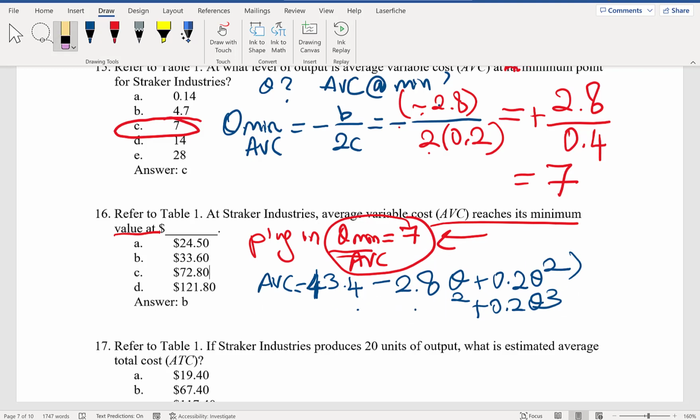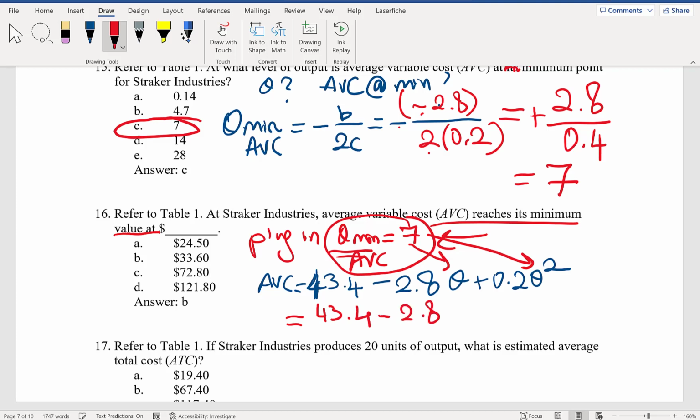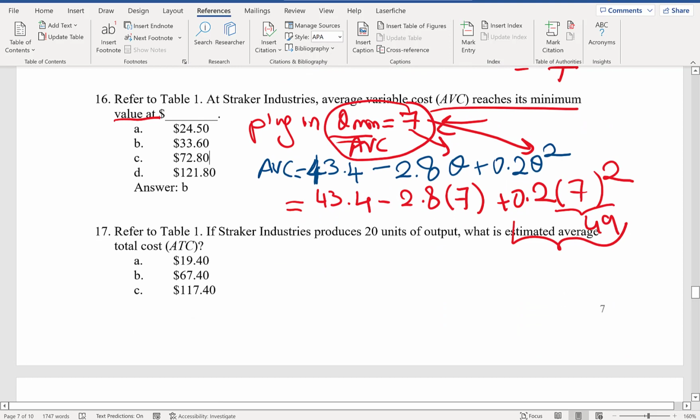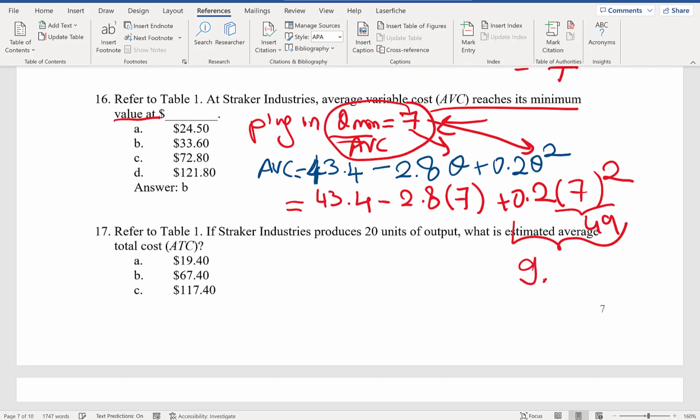We are actually going to get rid of this one because that's not right. That's the total variable cost. Okay, average variable cost, but it's asking you to plug in 7 whenever you see Q. 43.4 minus 2.8 times 7 plus 0.2 times 7 raised to the power 2. So this is 49. So this whole thing is going to be 49 times 0.2, 9.8, I believe. This is 2.8 times 7, negative 19.6, and 43.4.